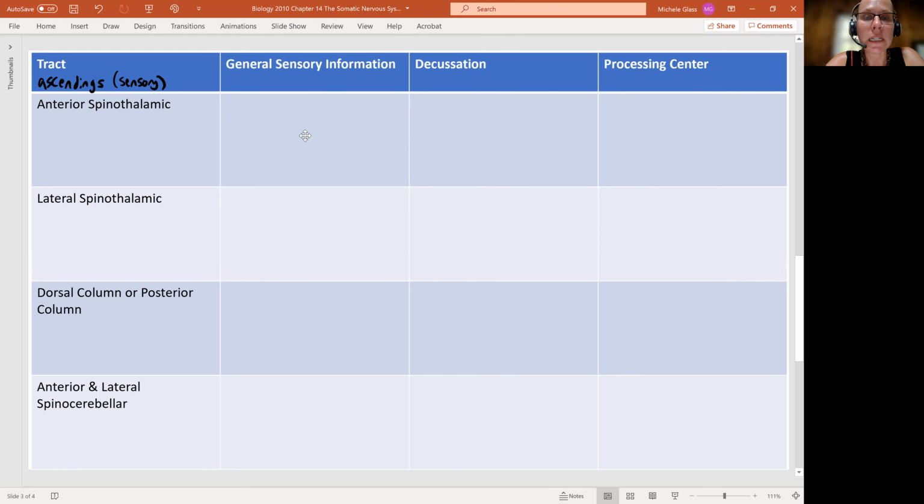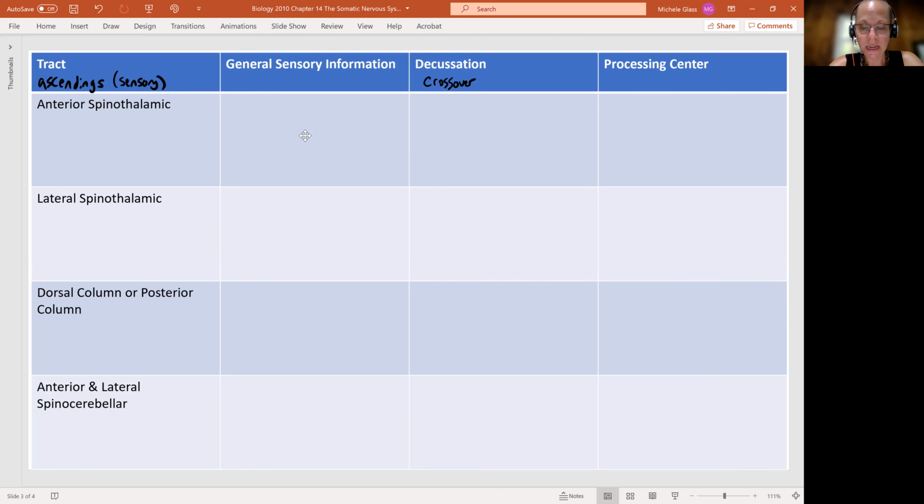Going across the top of our columns, we have general sensory information. So we do want to be very specific, like what exact type of sensory information is traveling. We have this word decussation, which remember is talking about crossover. That has to do with that hemispheric lateralization of the cerebrum. So remember, the left body sensory information is going to be processed in the right hemisphere. And then our processing center is our last column heading.